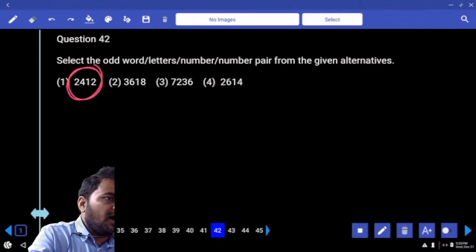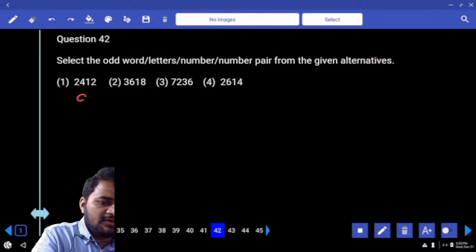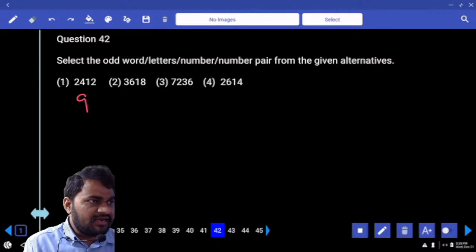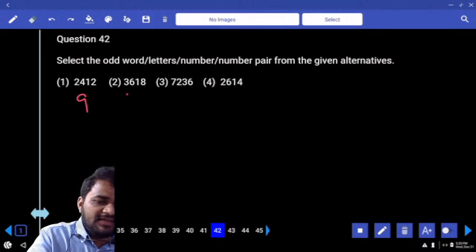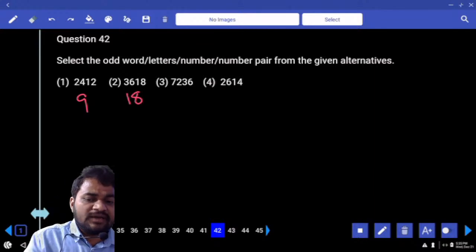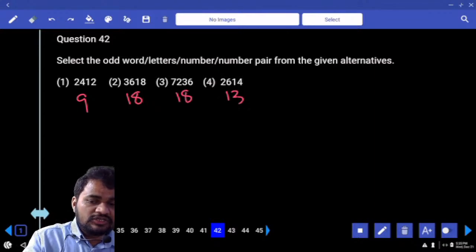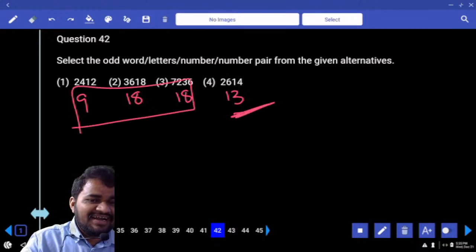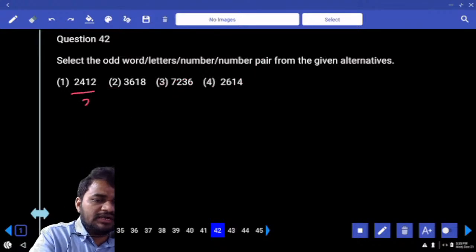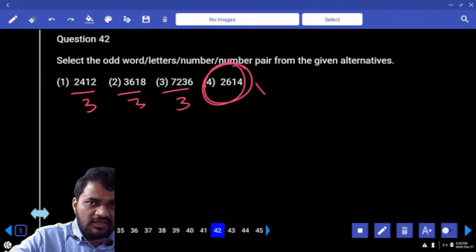Question 42: we need to find the odd one out. What is the sum of all these digits? 9. Next, 3 plus 6, 9. Plus 1, 10 plus 8, 18. Next sum is also 18. Next sum 13. So these are multiples of 9. This is not a multiple of 9, hence it is the odd one. Or these are divisible by 3, divisible by 3, divisible by 3. This cannot be divisible by 3, hence it is the odd one.